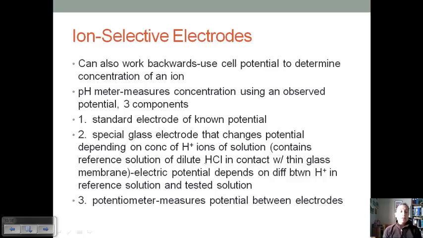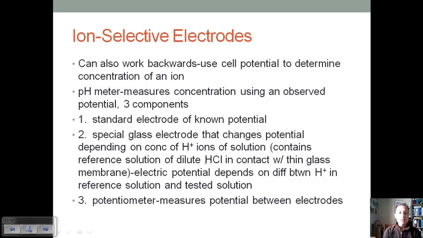Okay, so we can also use this in the opposite direction. We can use the cell potential to determine the concentration of an ion, and this works for pH meters. pH meters measure the concentration using an observed potential, and there are 3 components to a pH meter. So number 1 is the standard electrode of known potential, and the second is a special glass electrode that changes potential depending on the concentration of H plus ions in the solution. And so that's how we determine the pH.